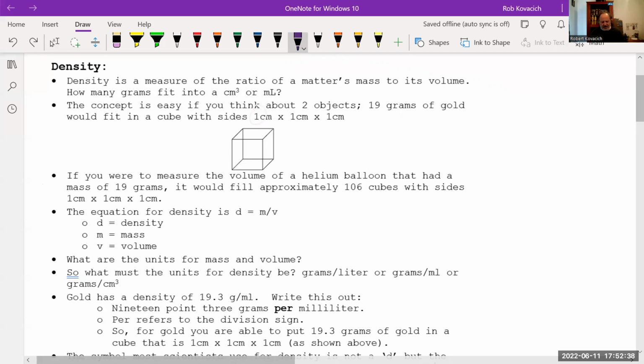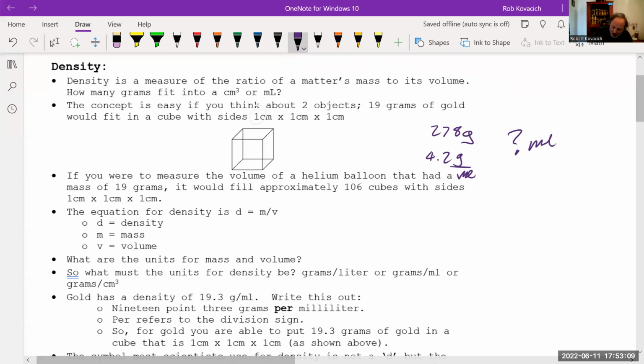So we'll just make something up. Let's say I've got an object and its mass is 278 grams. Whatever this object is, it has a density of 4.2 grams per milliliter. My question is, how many milliliters, how big is this object? What is this object's volume? I need an answer that has milliliters in it.